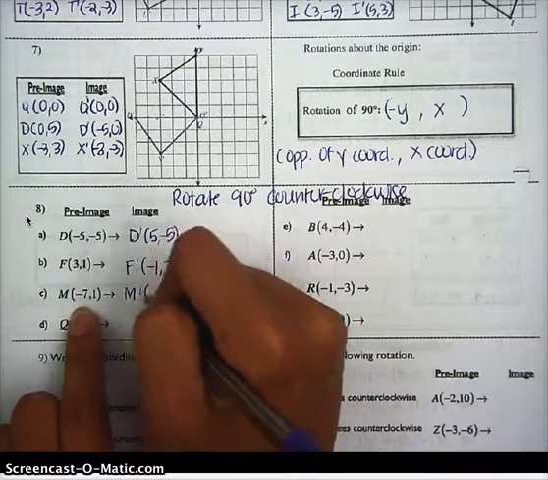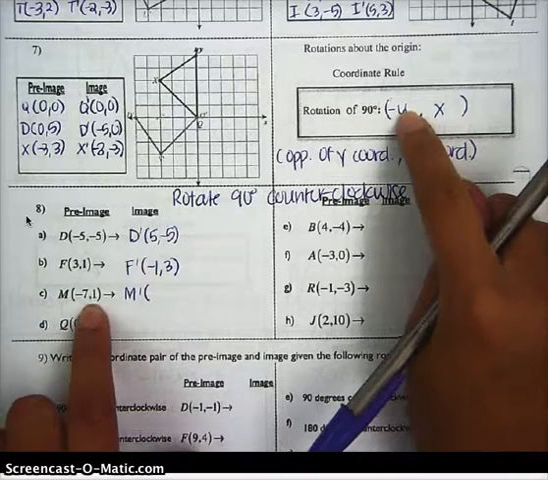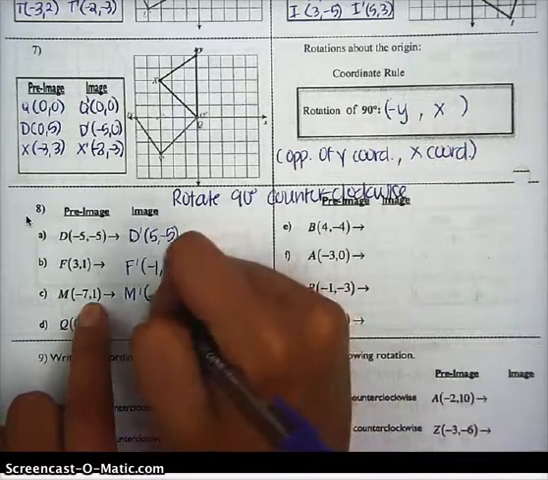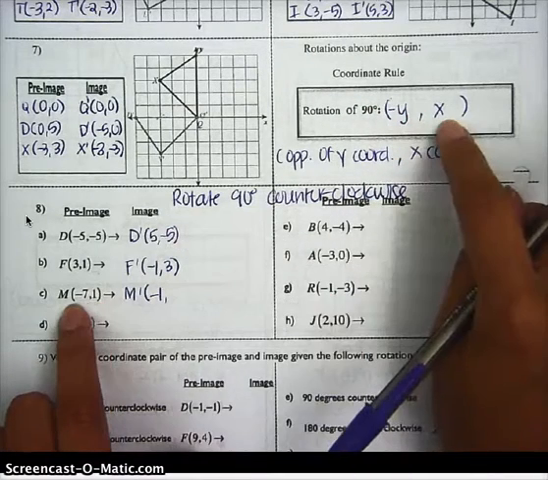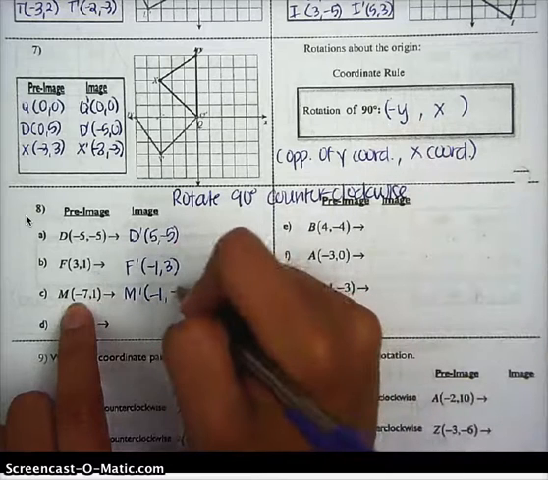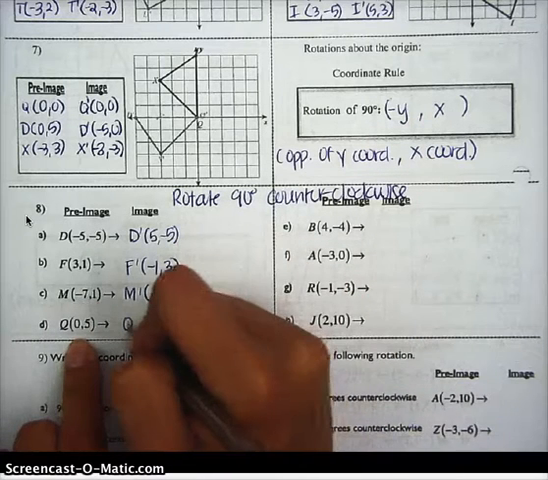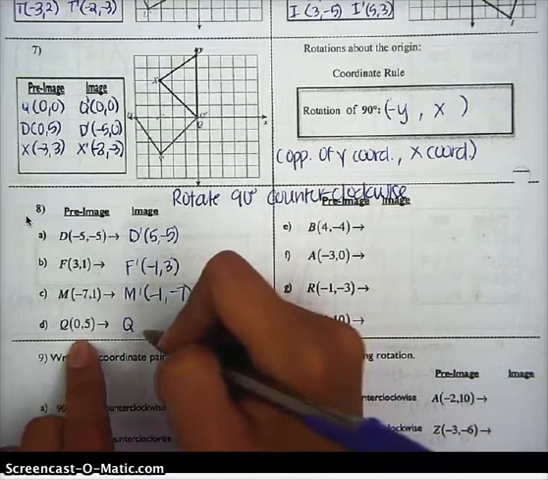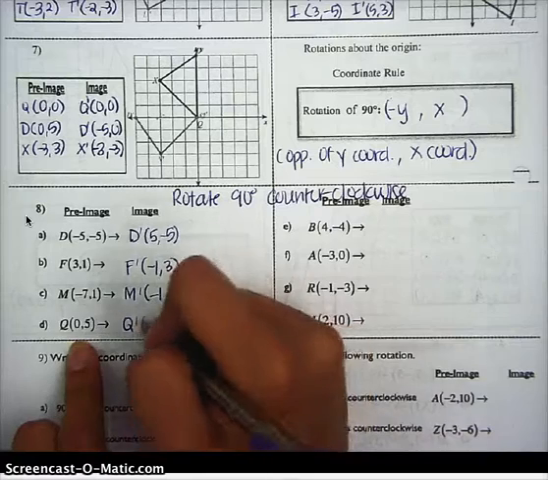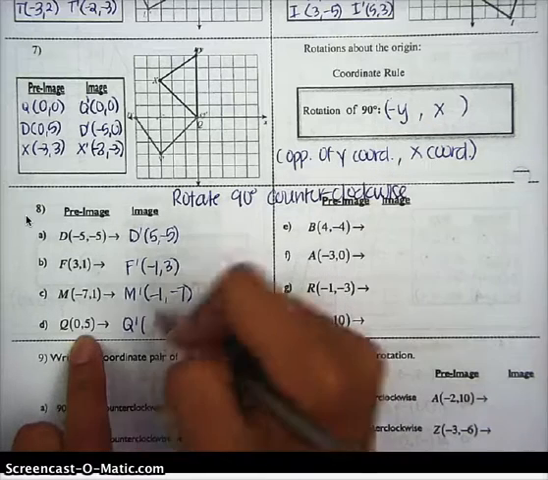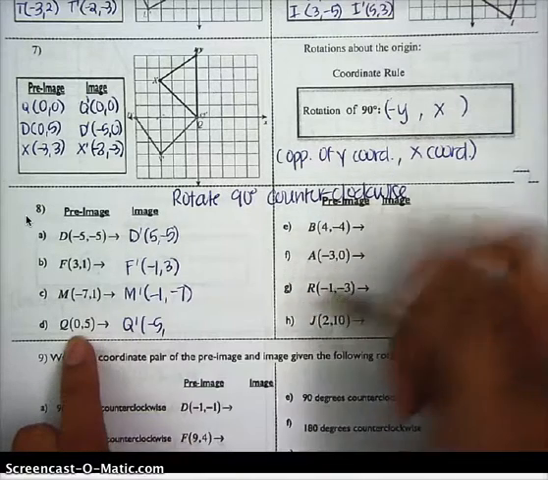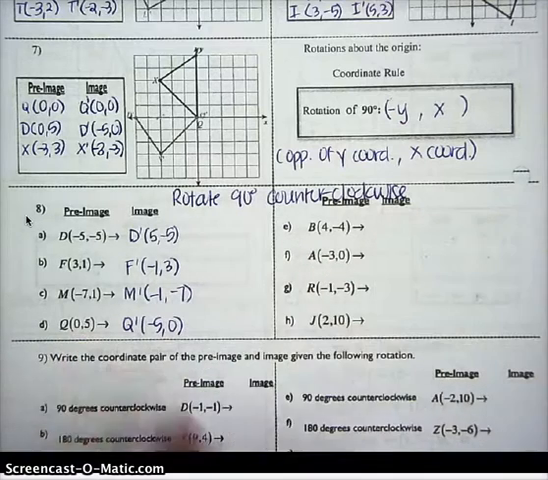So help me out here. For M prime, what is the opposite of y, everyone? -1. And then what is x, everyone? -7. Perfect. And then for Q, just for Q? Q prime. What's the opposite of y? And then what's x? That's it. So now go ahead and try E through H.